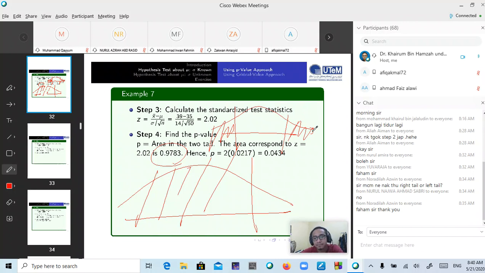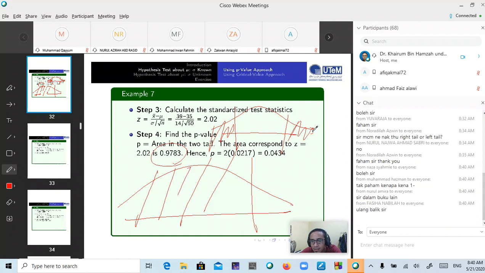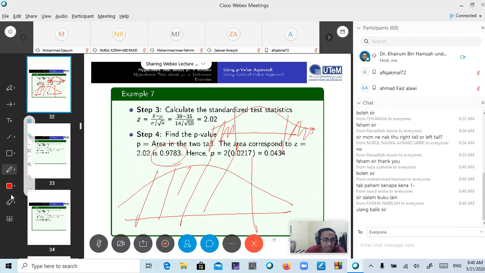Boleh tak? Boleh tak beza antara two-tail, left tail dengan right tail in order to find value of P? Okay. Dalam buku lain. Buatlah. Tengok apa yang saya ajar. Dalam buku lagi sikit value dia tu. Ulang balik yang mana? Tak faham kenapa 1 minus? 1 minus sebabnya, okey.